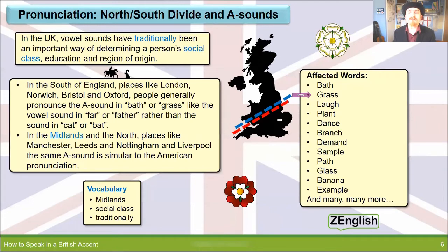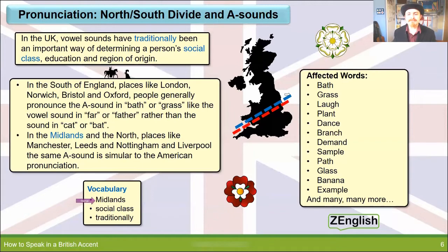When people talk about received pronunciation or RP, British accent, they will generally use this south of England pronunciation: bath, grass, laugh, plant, dance, branch, demand, sample, path, glass, banana, example. And then I'll just do one more example of the north: bath, grass, laugh, plant, dance, branch, demand, sample, path, glass, banana, example.